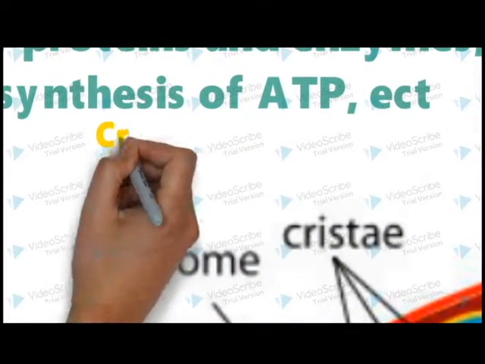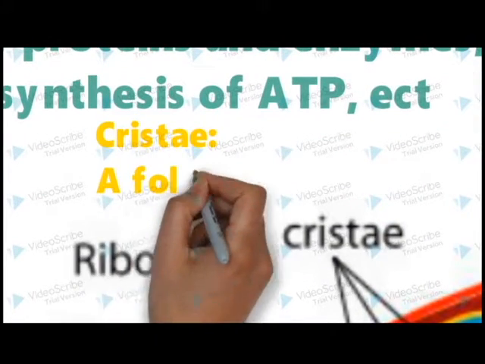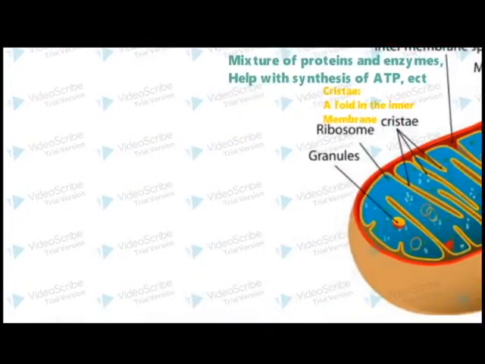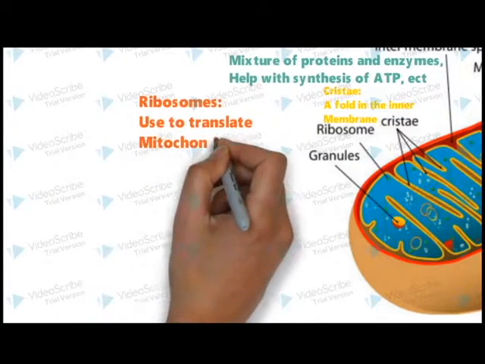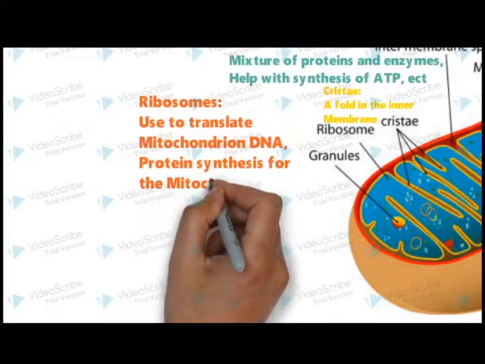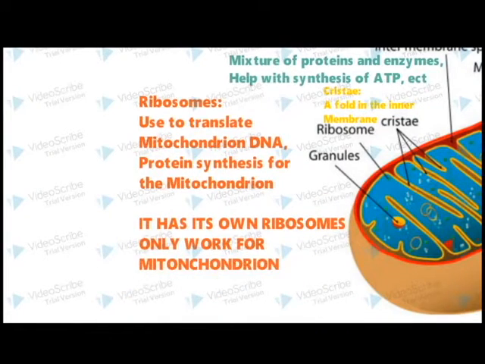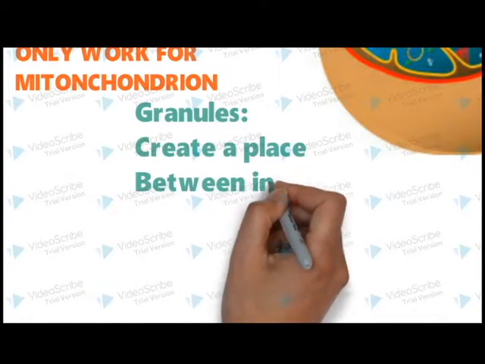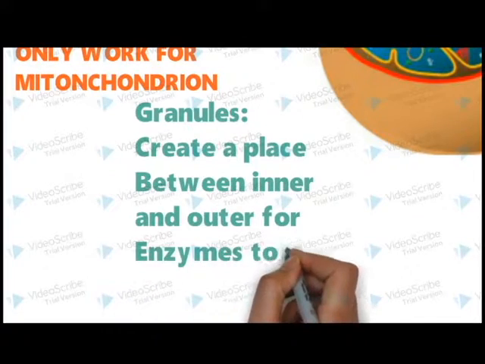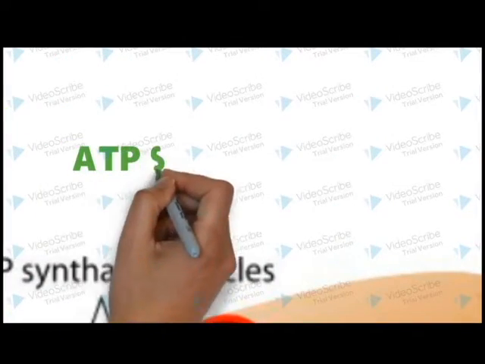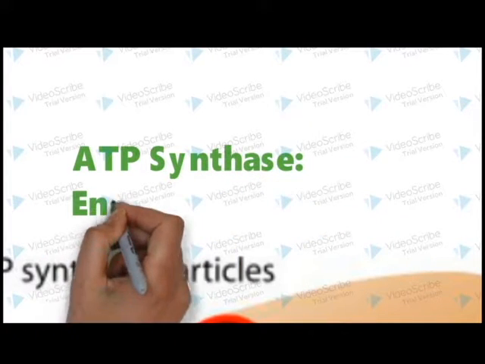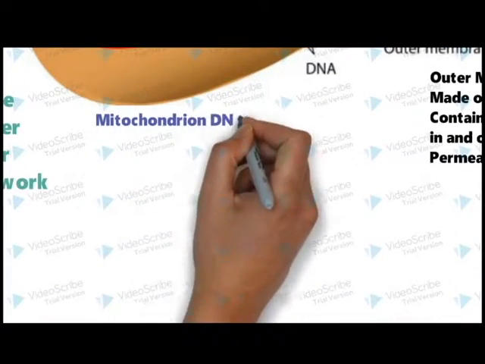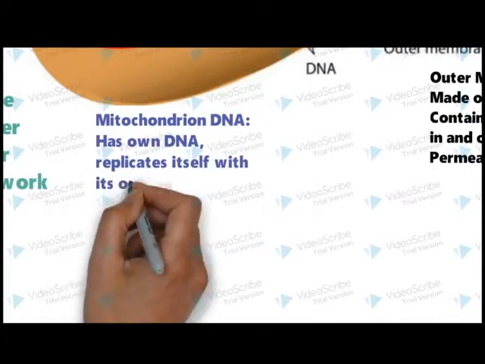The matrix is a mixture of the proteins and enzymes to help with the synthesis of ATP. The cristae is a fold in the inner membrane. The ribosomes are used to translate mitochondrial DNA and proteins. It has its own ribosomes and it only works for the mitochondria. The granules create a place between inner and outer for enzymes to work. ATP synthase particles is what is used to make ATP.